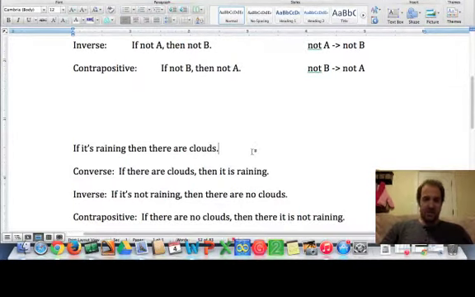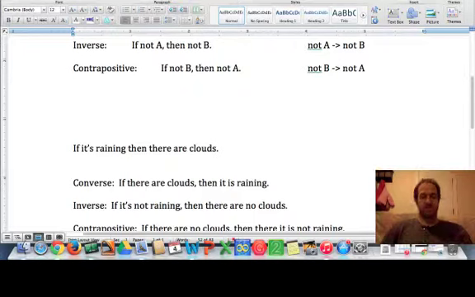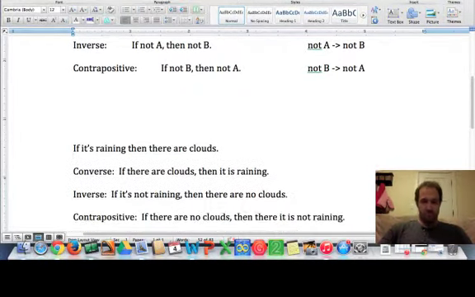Now we can also talk about these being true or false. So let's look at these statements individually. If it's raining, then there are clouds. You have to ask yourself, is that a true statement? Think of all the days that you have ever experienced where it's been raining. Are there always clouds in the sky? The answer is yes, because rain comes from clouds. So this one is true.